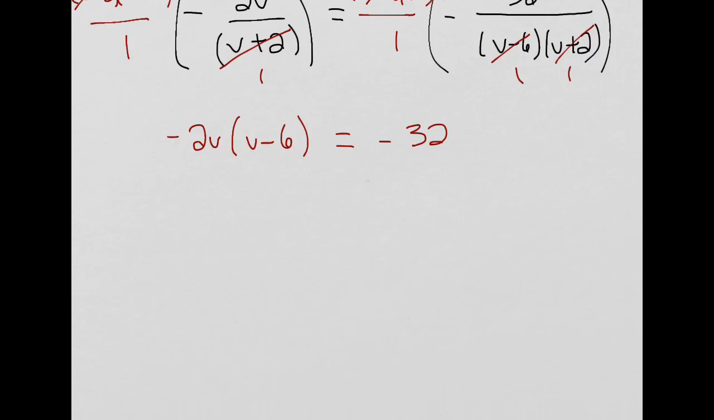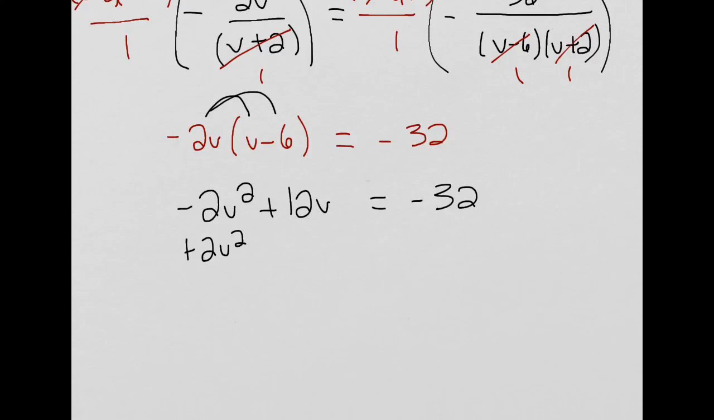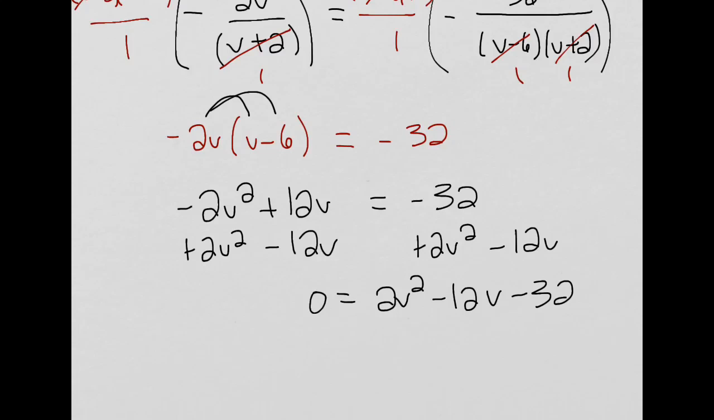And now if I distribute on the left-hand side, I'm left with negative 2v squared plus 12v equals negative 32. This is again a quadratic, so I want to get all my terms on one side. So I'm going to add 2v squared to both sides. I always like my squared term to be positive. I always like the coefficient to be positive, which is why I'm moving the terms on the left to the right-hand side. I'm also going to subtract 12v from both sides. So on the left side, I'm left with 0. On the right side, if I put my terms in order, I've got 2v squared minus 12v minus 32.